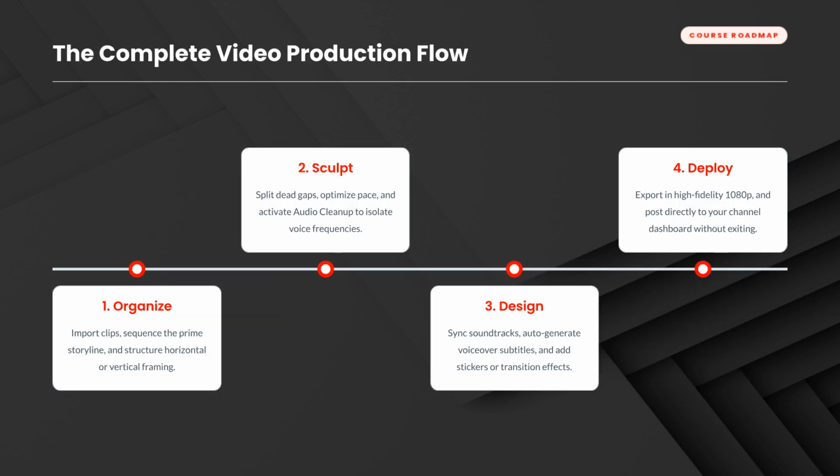Here is the complete video production flow. First, organize your clips and structure the framing. Second, sculpt your video by trimming gaps and optimizing pace. Third, design by adding soundtracks, subtitles, and effects. Finally, deploy by exporting in 1080p and posting directly to your channel.